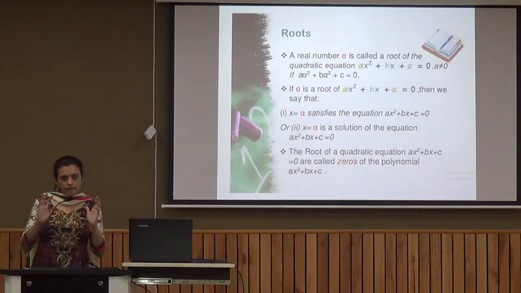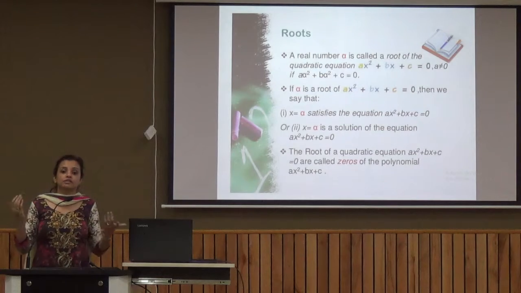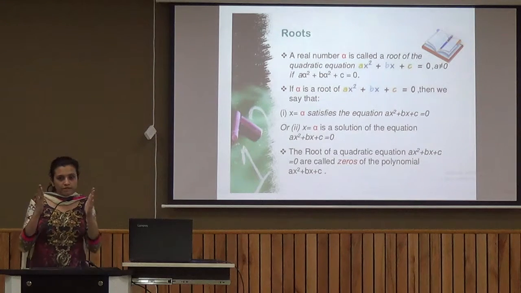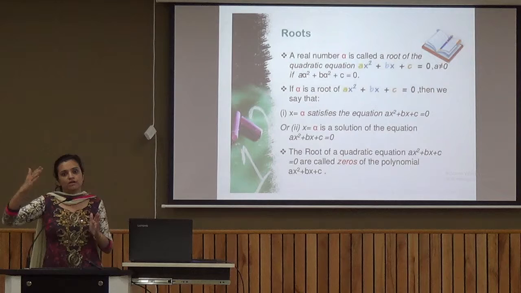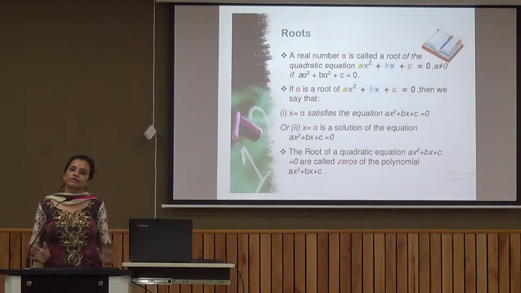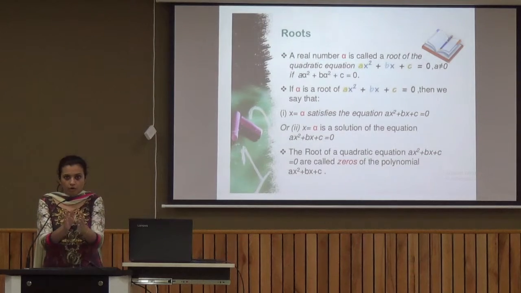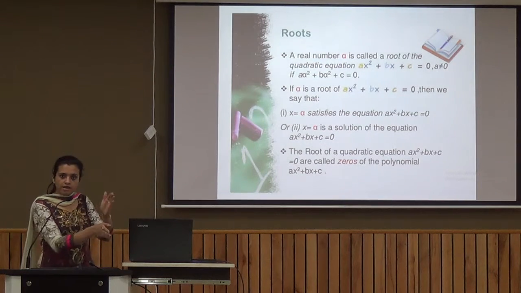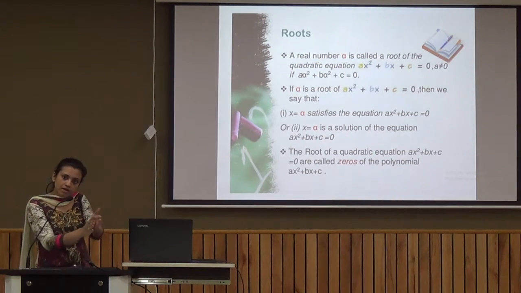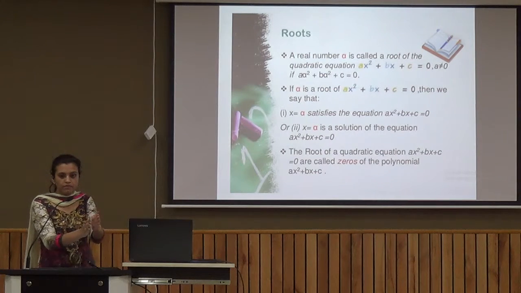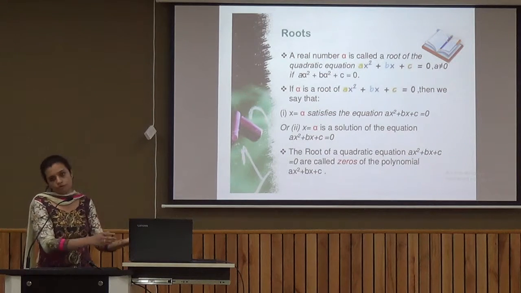Whatever is the value of x for a given polynomial, that's called the zero of a polynomial. And whatever is the value of x that satisfies the equation is called the root of an equation. The thin line of difference between a polynomial and an equation, the same line holds for the difference between the terms zero and root.